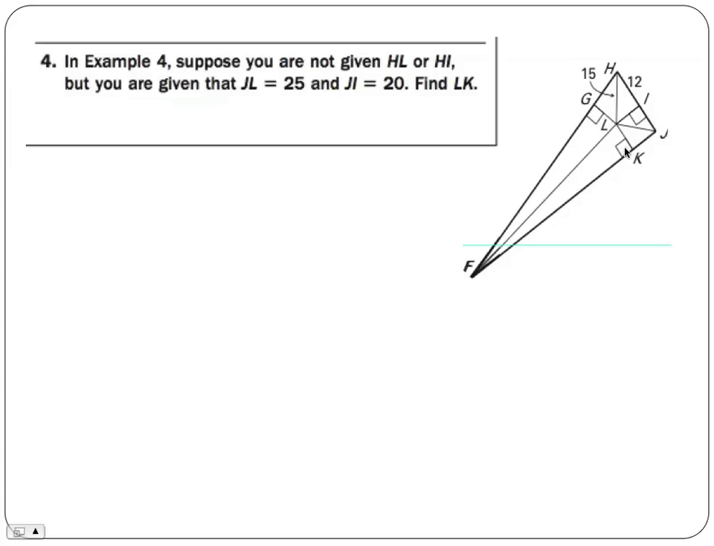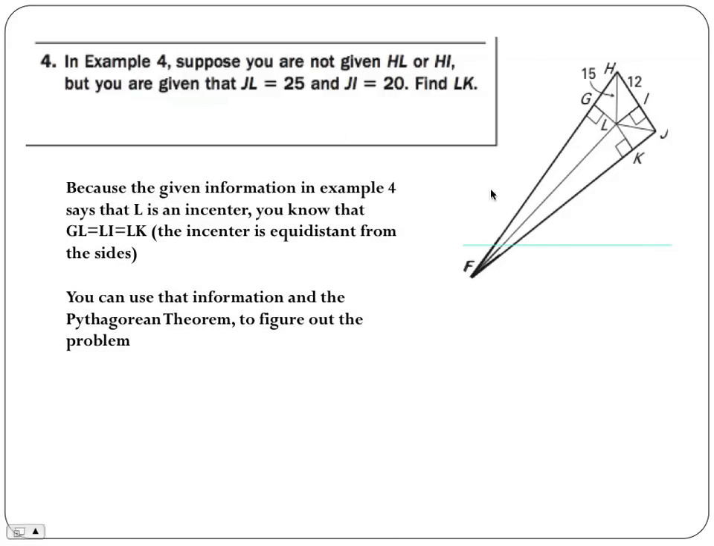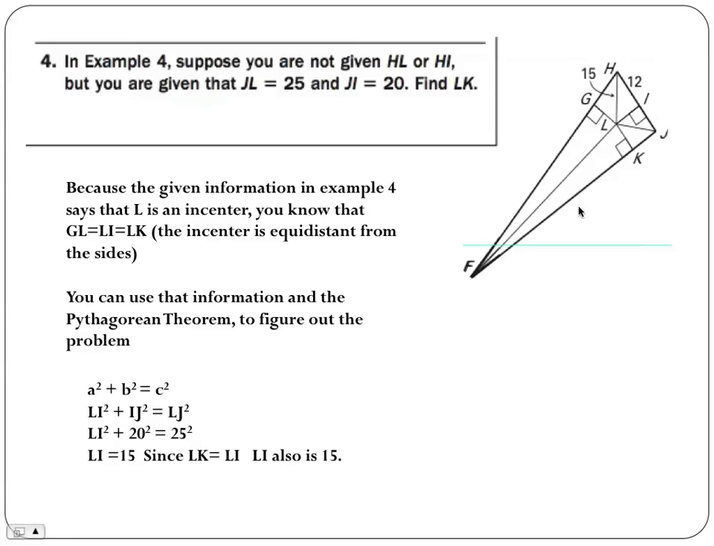And if we wanted to find LK, well, it's really the same as that problem before, in the sense that because you're given that this L is an incenter, you know LI is going to be the same as LK. So if you find LI, you're going to be able to find LK. So the way that we're going to set this up is we're going to take a squared plus b squared equals c squared, or LI squared plus IJ squared equals LJ squared, and just substitute in.